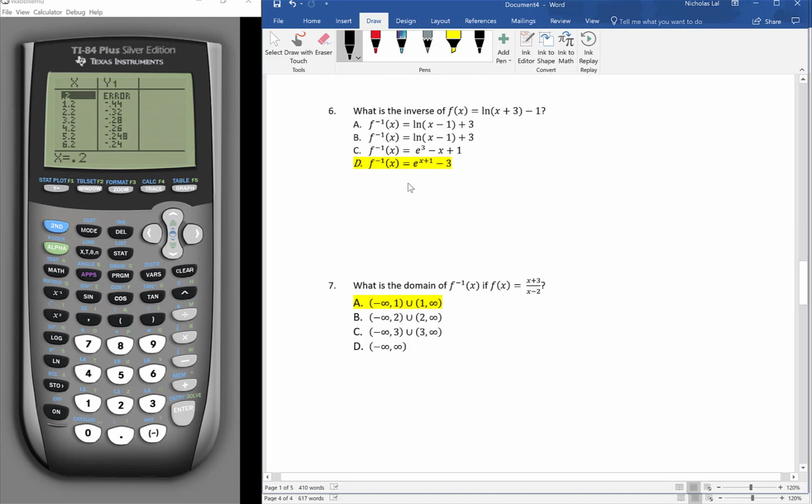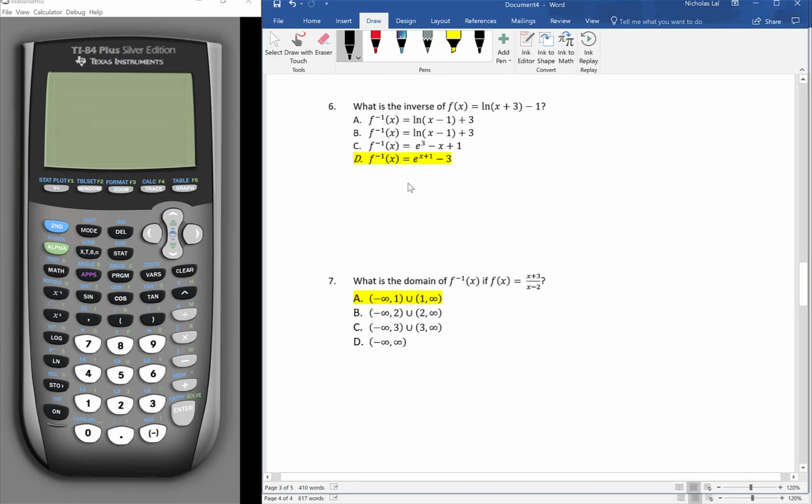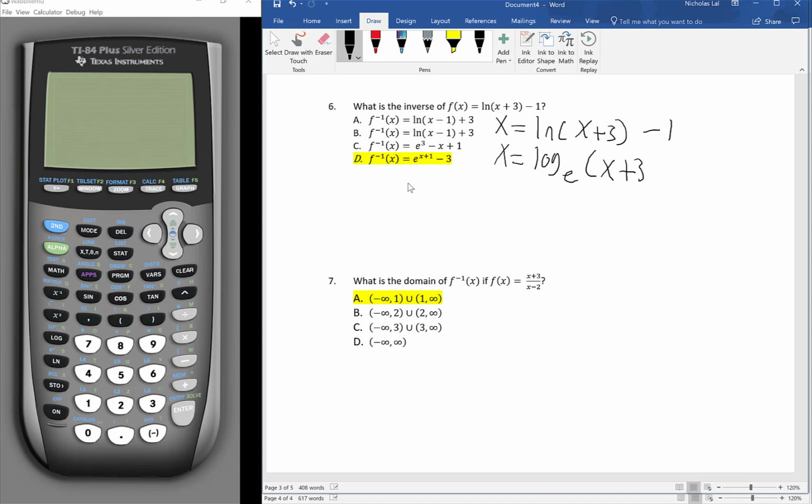Moving on to problem 6. What is the inverse of the natural log of x plus 3 minus 1? So switch the x's and the y's. X is equal to the natural log of x plus 3 minus 1. We need to understand that the base of the natural logarithm is e, so x is equal to the log base e of x plus 3 minus 1. We're going to have to swoosh our logarithm because we need a, oh, sorry, and this is a y. This is supposed to be a y here because we're trying to isolate y.